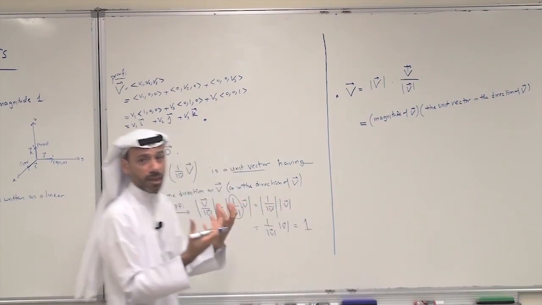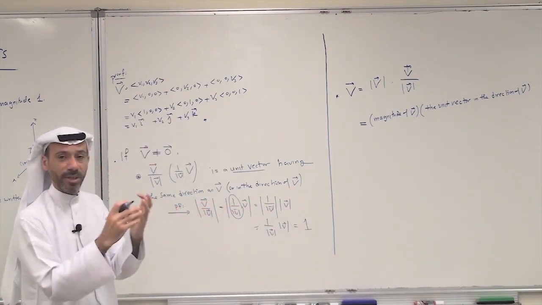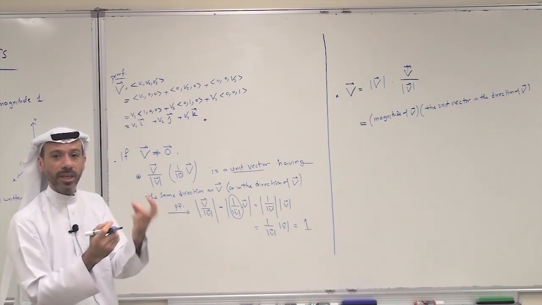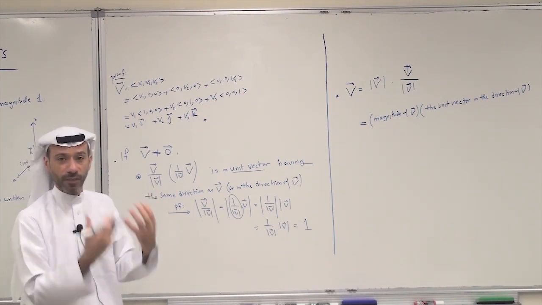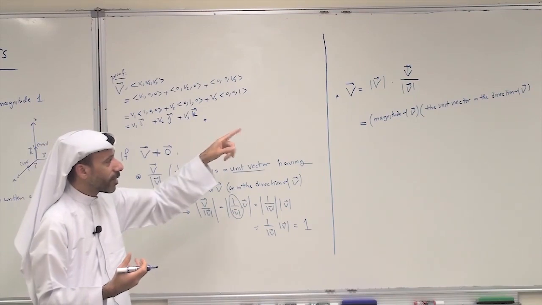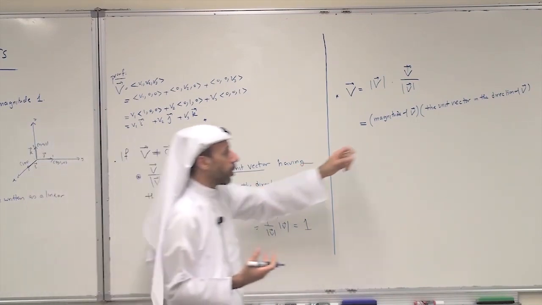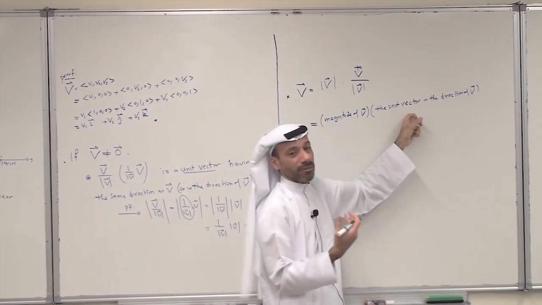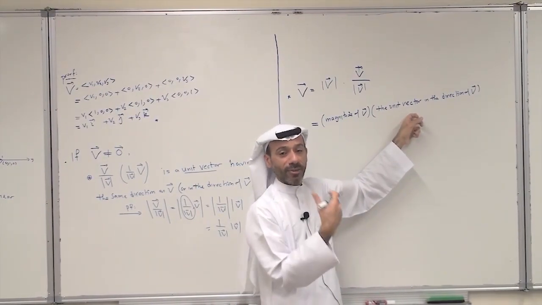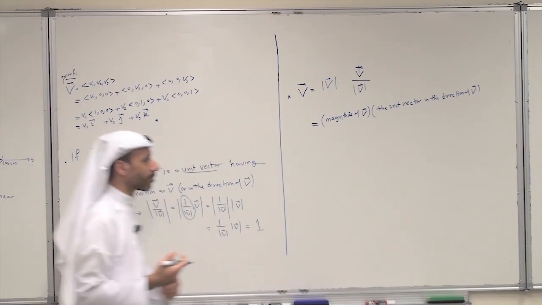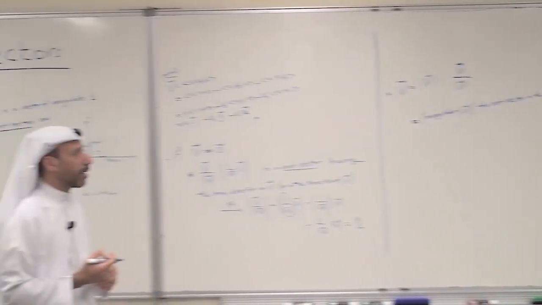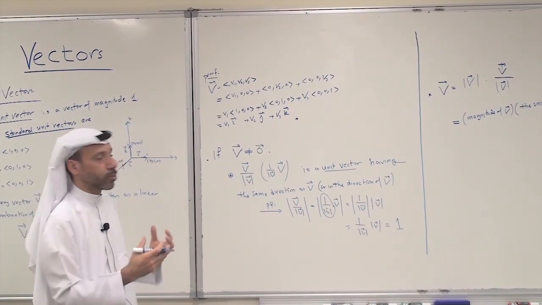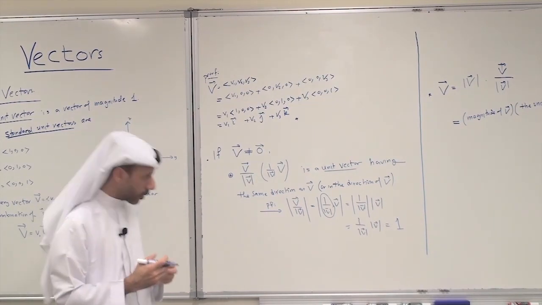Because remember, a vector is determined by its magnitude and direction. Now, if you know the magnitude and you know the direction, can you find the vector or not? This tells us yes. Just multiply the magnitude and the unit vector of the direction of the vector. So this is what we need to know about unit vectors.